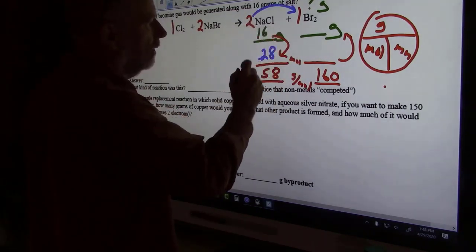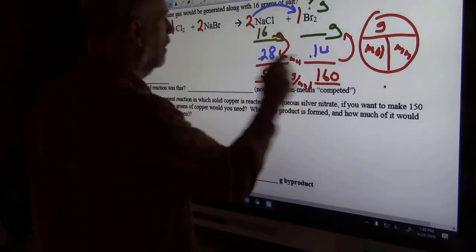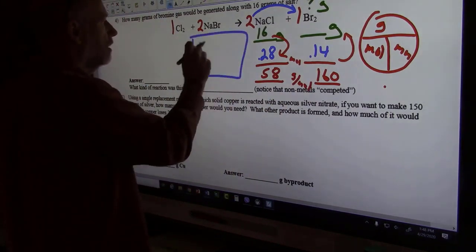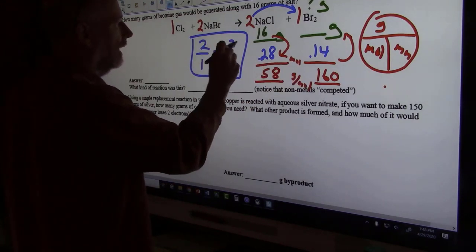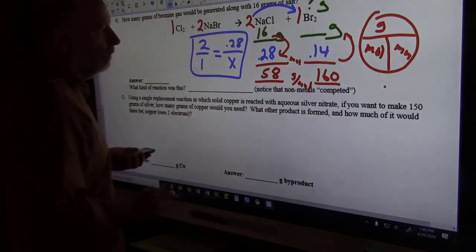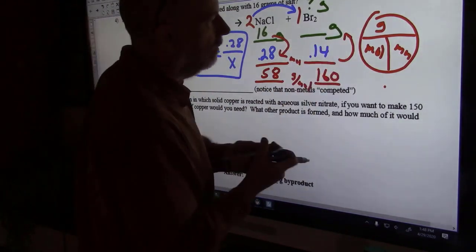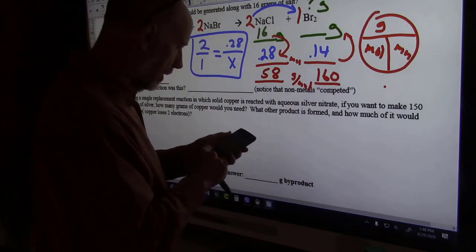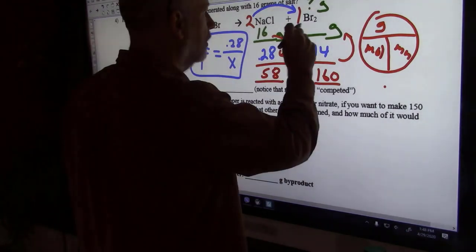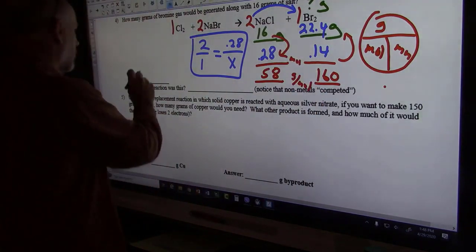2 is to 1 as 0.28 is to 0.14. Let me just double check my math. 2 is to 1, mole to mole, as 0.28 is to X. Cross multiply, got her. Let's calculate the grams. Cover up grams. It's moles times molar mass. 0.14 times 160. 22.4 grams.